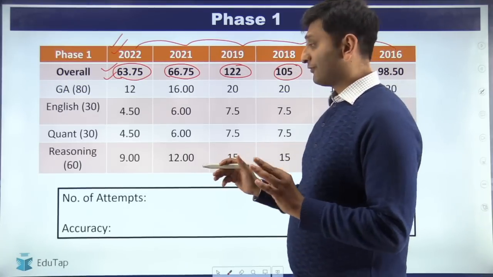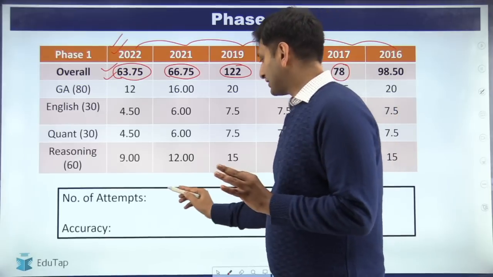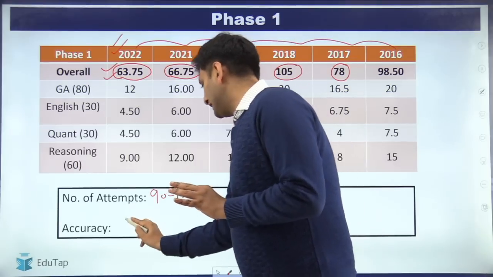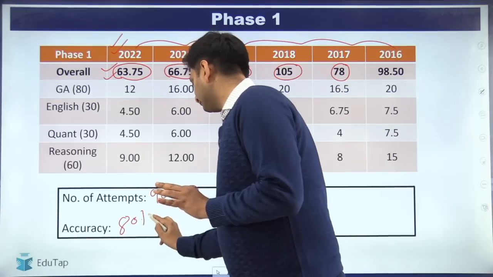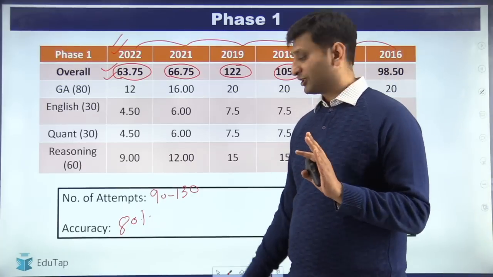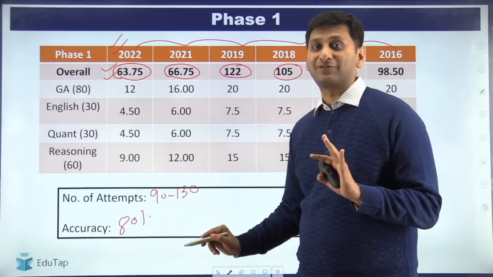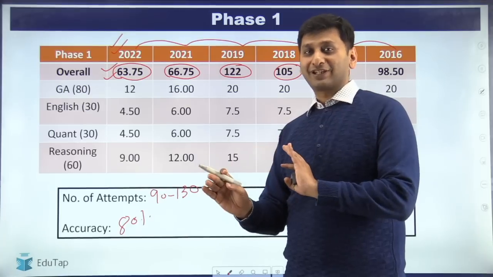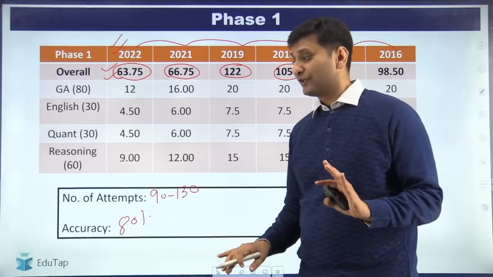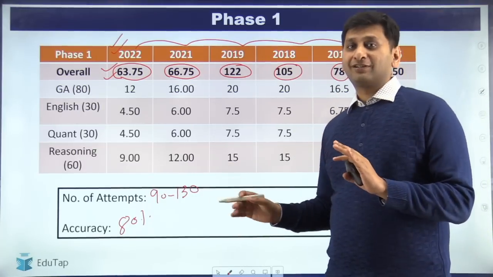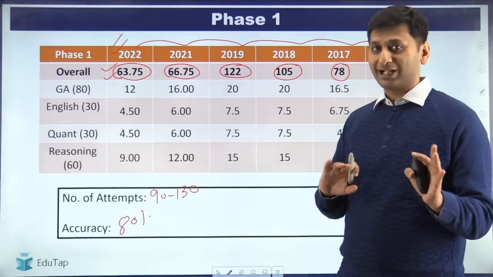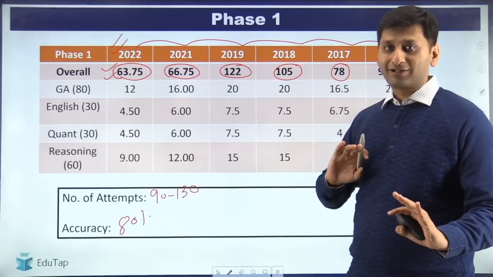In my opinion, the number of attempts, right, should be somewhere between 90 to 130 with 80% accuracy, right? So 90 in case the paper is difficult, 90 is not much, because if you have 80% accuracy with 90 attempts, that means you will get somewhere in the range of 65 to 70, and these are the cutoffs in that range. So 90 is not on a higher side if the paper is tough, but yes, if the paper is easy, I don't expect that paper would be so easy now that cutoffs will breach 120, 125, but at least they can be somewhere in the range of 100, 110.